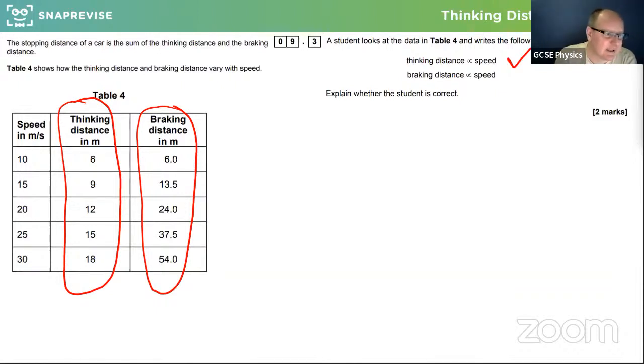Braking distance at 10 meters per second is 6. So at 20 meters per second, we'd expect it to be 12, but it's not. It's actually 4 times 6. So doubling the speed quadruples the braking distance. So the second point the student made is incorrect. So we can state, first of all, that the student is incorrect.